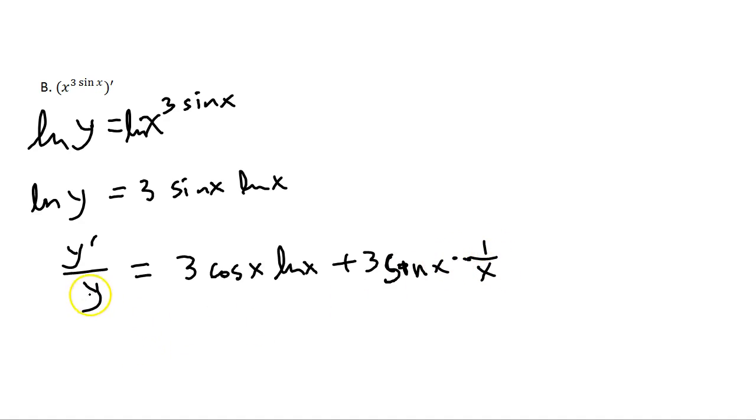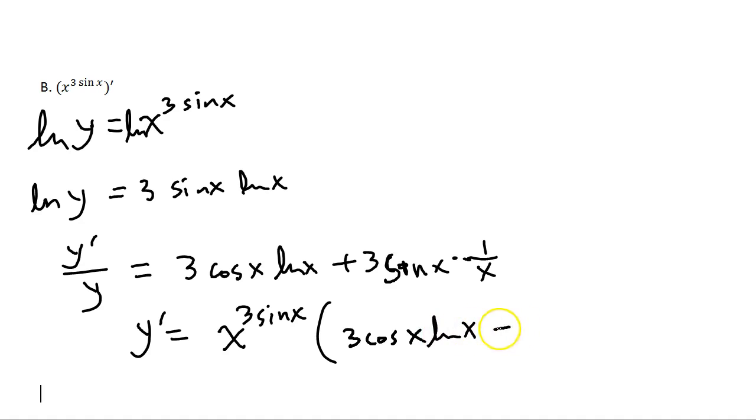Okay. And then finally you multiply by y, but remember y is this thing, x to the 3 sine x, the original one. So therefore the answer is y prime is x to the 3 sine x multiplied by this entire thing, 3 cosine x ln of x plus 3 sine x over x.